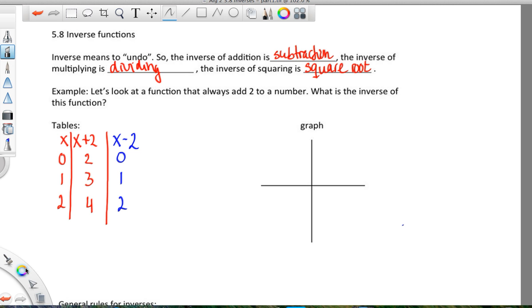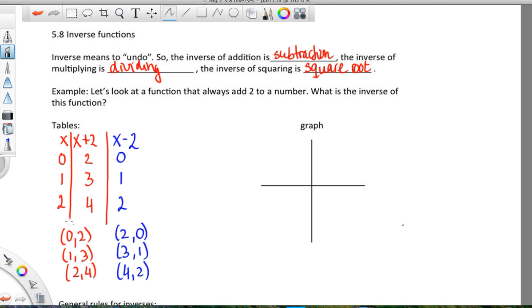Okay? Let's look at this in ordered pairs and see if we can see some patterns. So 0, 2; 1, 3; and 2, 4 are the ordered pairs for the red function. For the blue function, we use these as our x values. So if we plugged in 2, we got 0. When we plugged in 3, we got 1. And when we plugged in 4, we got 2. So compare the x's and the y's, and you should see something here.